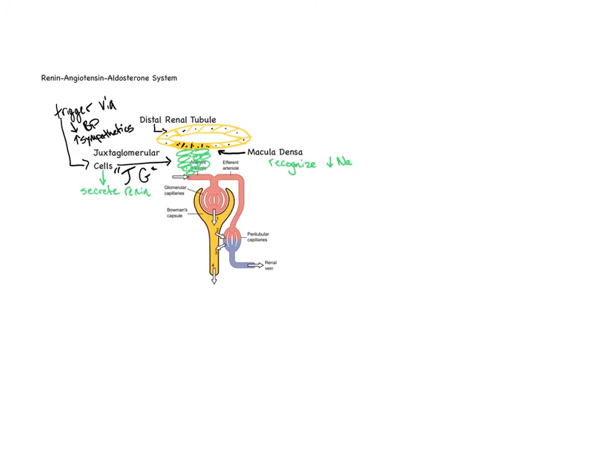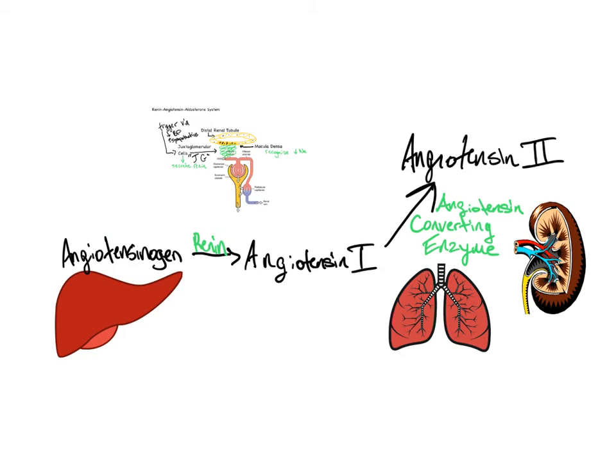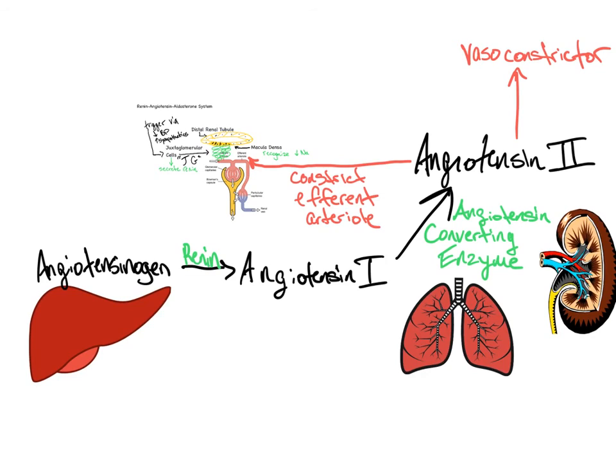So, renin is an enzyme that converts angiotensinogen to angiotensin 1. This is converted to angiotensin 2 via angiotensin converting enzyme. This usually happens in the lungs, but our kidneys can do this as well. We've stated before that angiotensin 2 is a powerful peripheral vasoconstrictor. It also constricts the efferent arteriole.